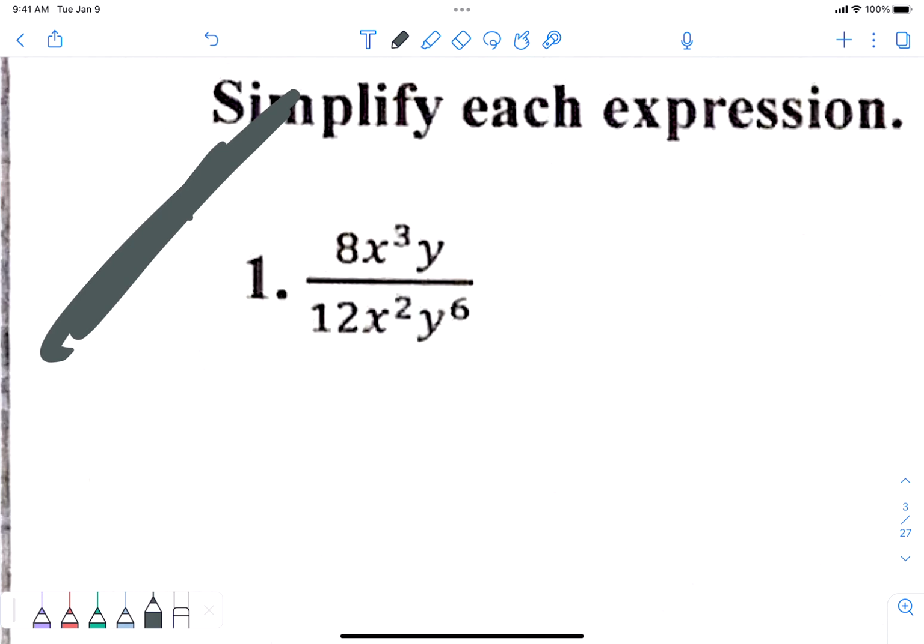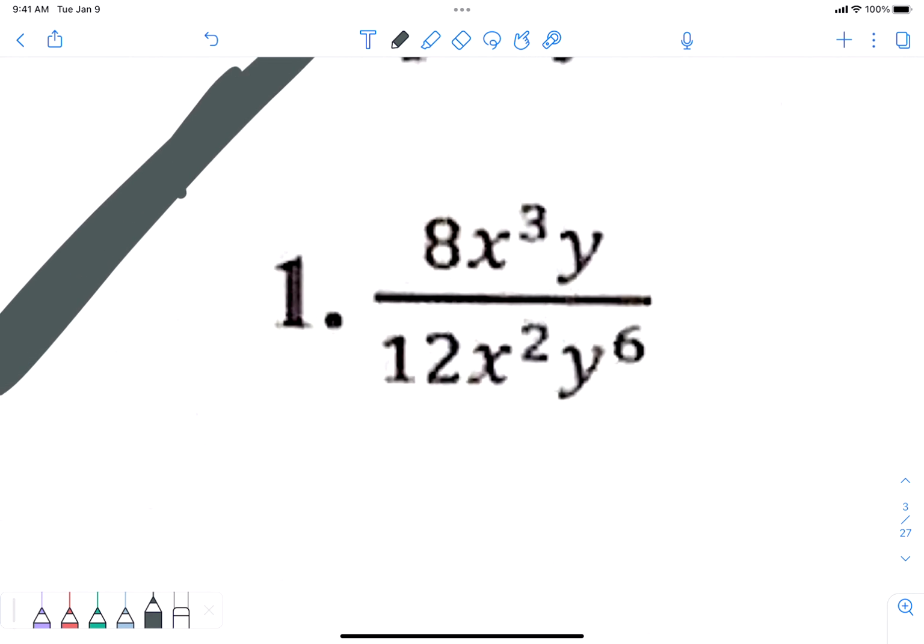Number 1. We'll do number 1 together. We do 1 through 7 odd. What do you mean? Put the 8x to the third y and put them inside parentheses. I mean, you can if you want to, if that helps you think about it.